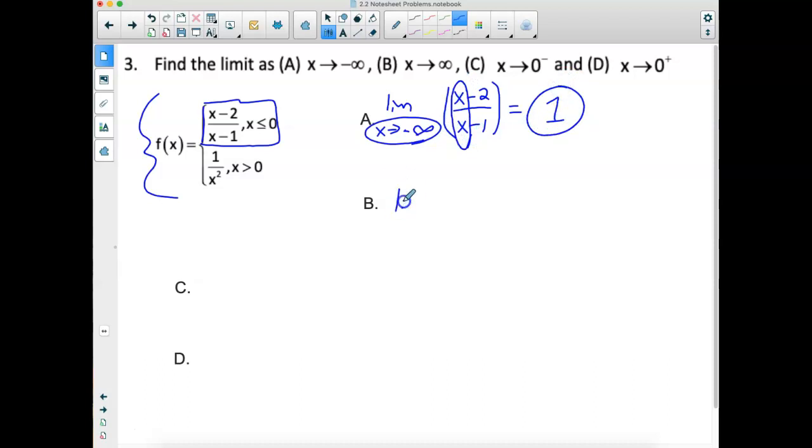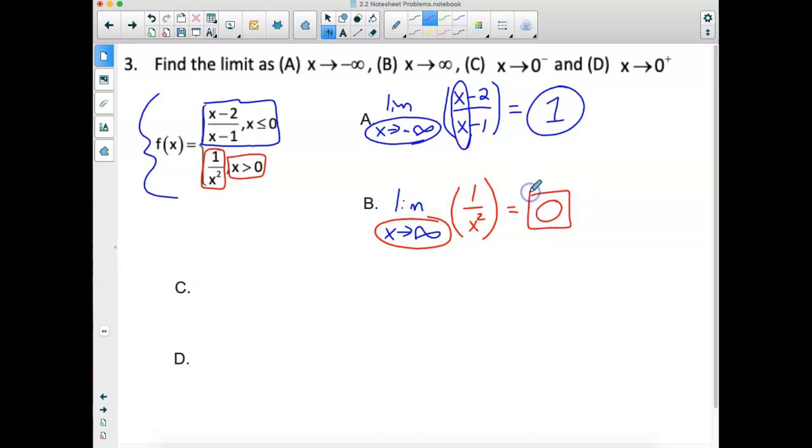B, what is the limit as x approaches positive infinity? Positive infinity. X is greater than 0 here. This is where I'm going to positive infinity. Okay, so that's going to be a 1 over x squared. Okay, I'm going to infinity. Horizontal asymptote. Big in the bottom. 0. Y equals 0 would be my horizontal asymptote. Okay, so I'm cruising and bruising here.